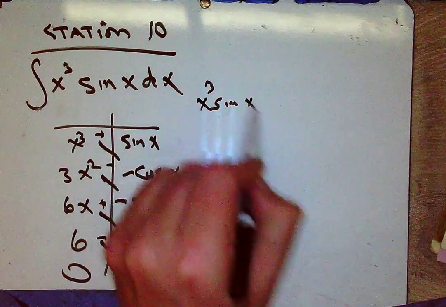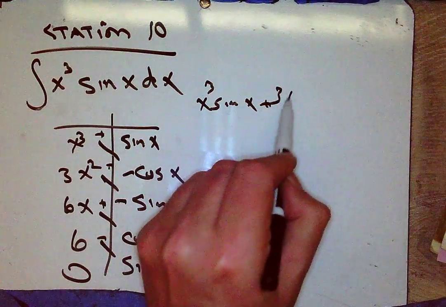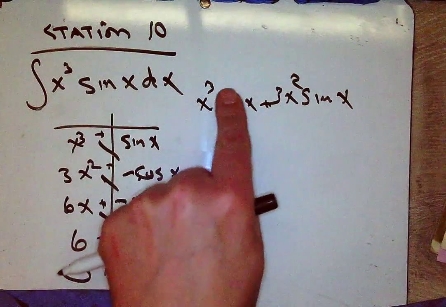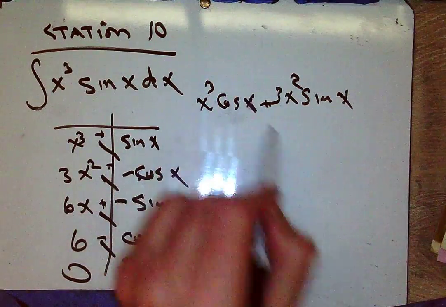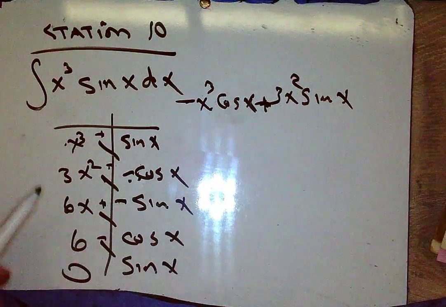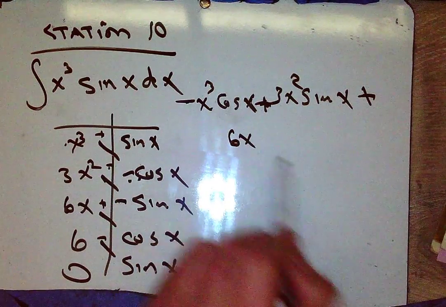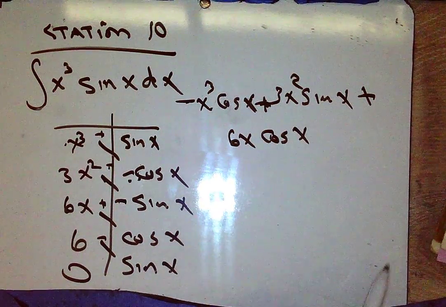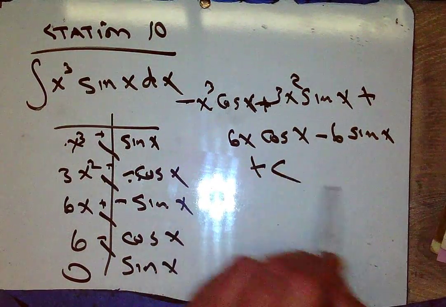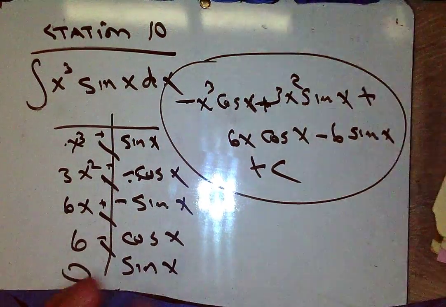Okay, so I'm going to end up then with x to the third sine x. Negative times negative is positive. 3x squared sine x. Sorry, that was a cosine. And there was a negative here, but no negative here, so don't use that. That one was positive. And then I have plus 6x cosine x. And then here, minus 6 sine x. And don't forget the plus c. All right. Go tabular.